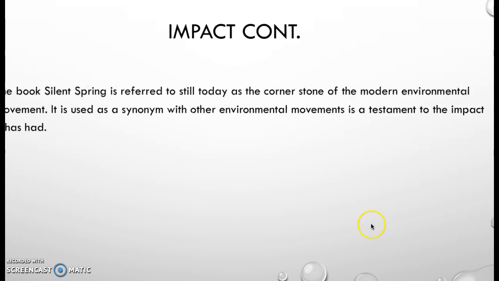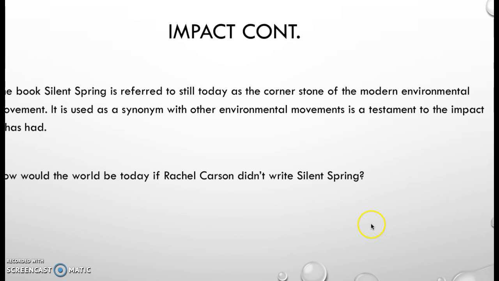The book Silent Spring is referred to today as a cornerstone of the modern environmental movement. It is used as a synonym with the environmental movement, a testament to the impact it had. How would the world be today if Rachel Carson didn't write Silent Spring?